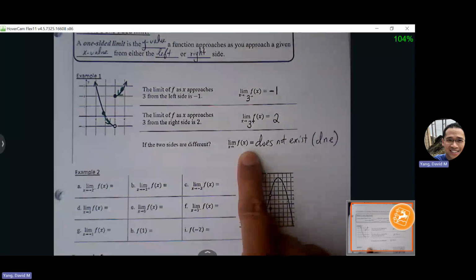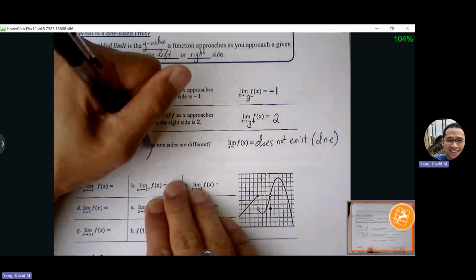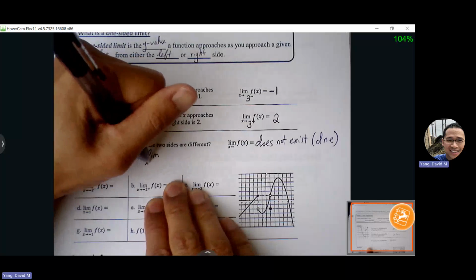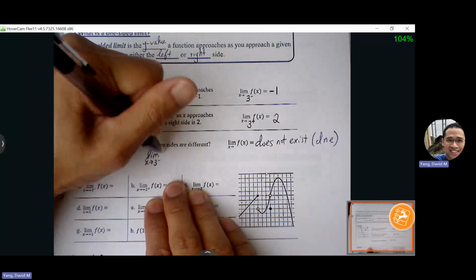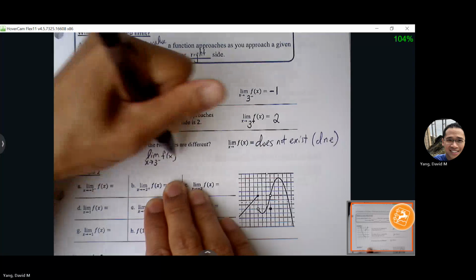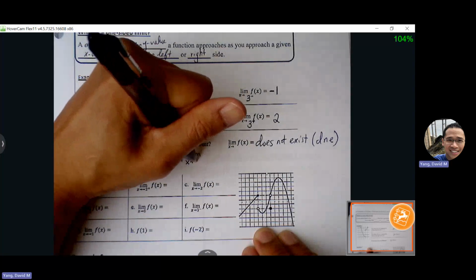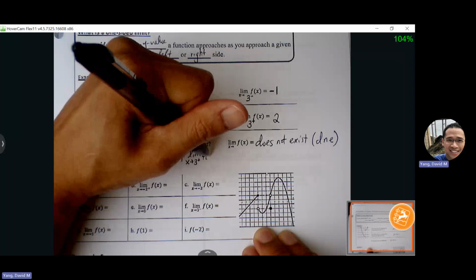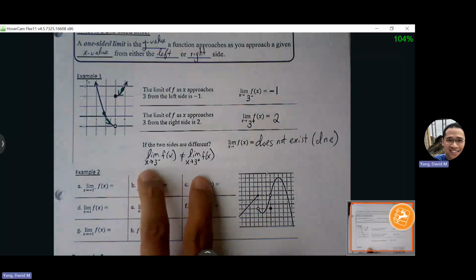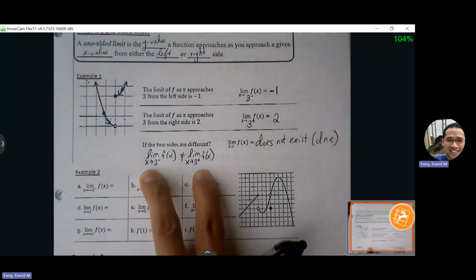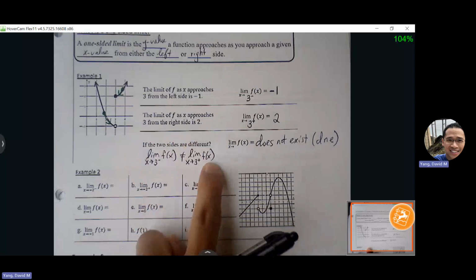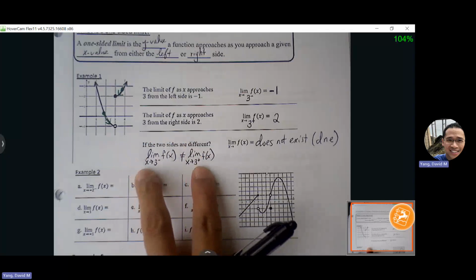Okay. And the reason that the limit doesn't exist, we can say this, because the limit as x approaches 3 from the left side of 3 of f of x does not equal the limit as x approaches 3 from the right side of 3 of f of x. So this is going to be important in the sense that this is the way that you're going to justify whether a limit exists or not.